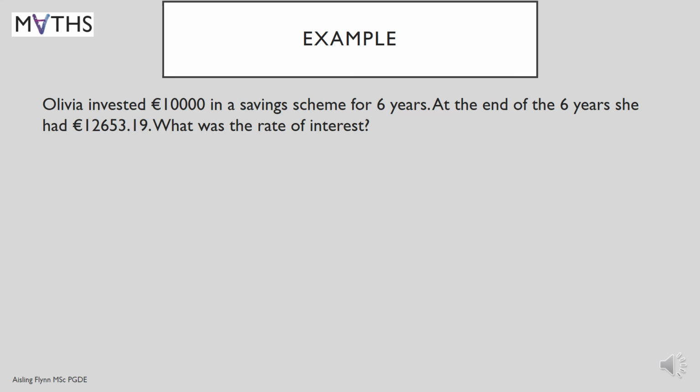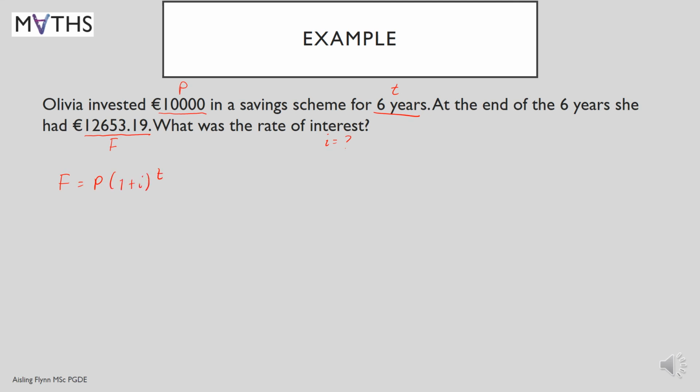So she invested 10,000. That's what she started with at the start of the question. That's P. For 6 years, that's T. At the end of the 6 years, she had 12,000 and something. That's the final amount. And what was the rate of interest? So we're asked to calculate I. Okay, so a bit different, but let's start as always by writing down the formula.